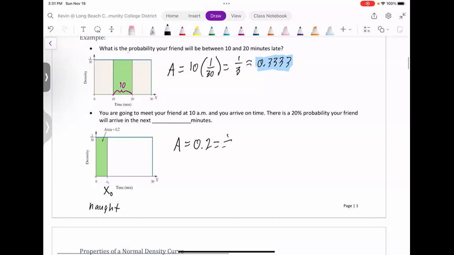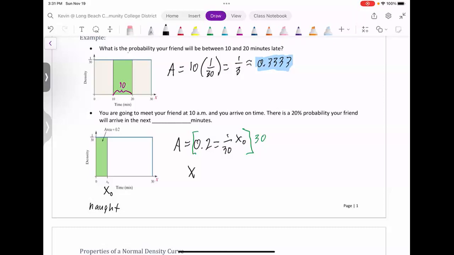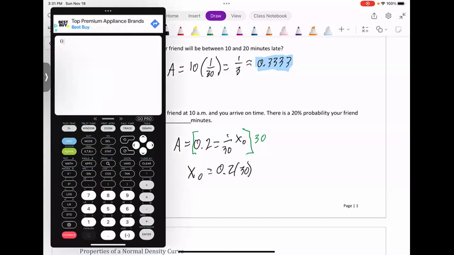We know the height is 1 over 30. We just don't know how many minutes my friend is going to be late. I now have an equation. I'm going to solve for x naught. I'm going to multiply both sides by 30. This means x naught is equal to 0.2 times 30. So there's a 20% chance that my friend will be 6 minutes late.